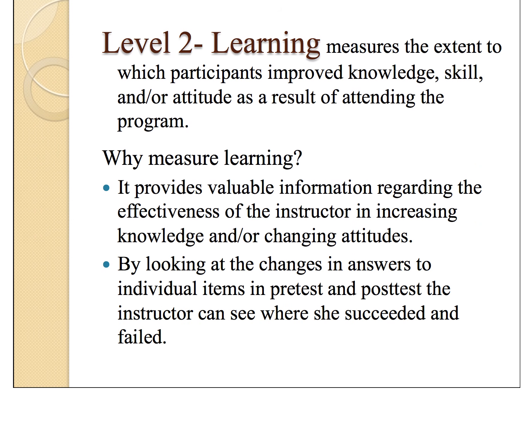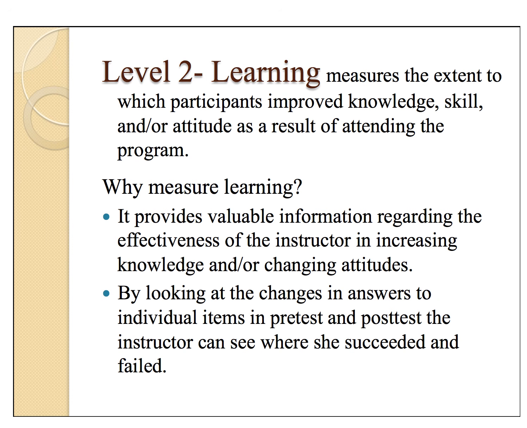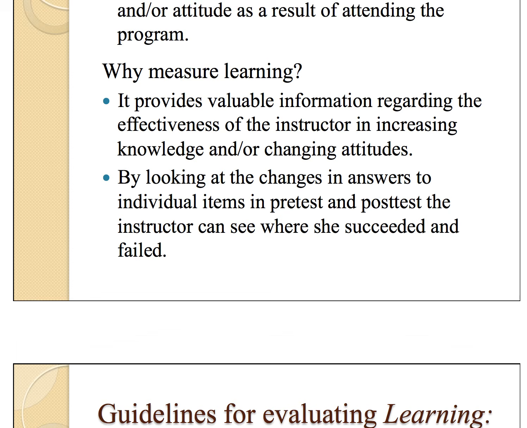So learning is level 2, and it measures the extent to which participants improved knowledge, skill, and or attitudes as a result of attending the program. And so again, this is where almost always you've specified a set of objectives for your training. You want to know if you achieved those objectives, and the way you measure that is some sort of performance measure that will allow you to see, did they achieve those objectives.